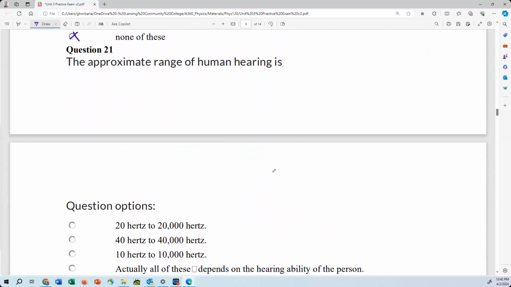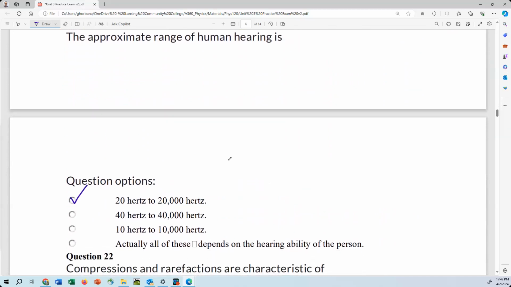So again, this question you should already know. The approximate range of human hearing in hertz is between 20 to 20,000 hertz. Okay, so we cannot hear a sound with less than 20 hertz, and we cannot hear a sound bigger than 20,000 hertz. So what is the right answer? Okay, the right answer is the first option.